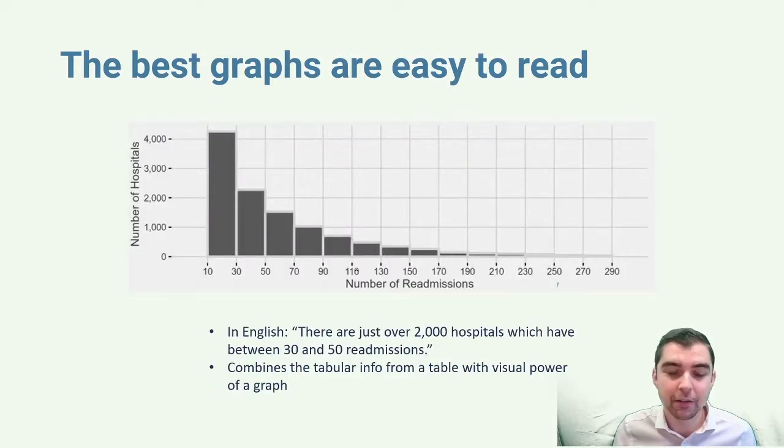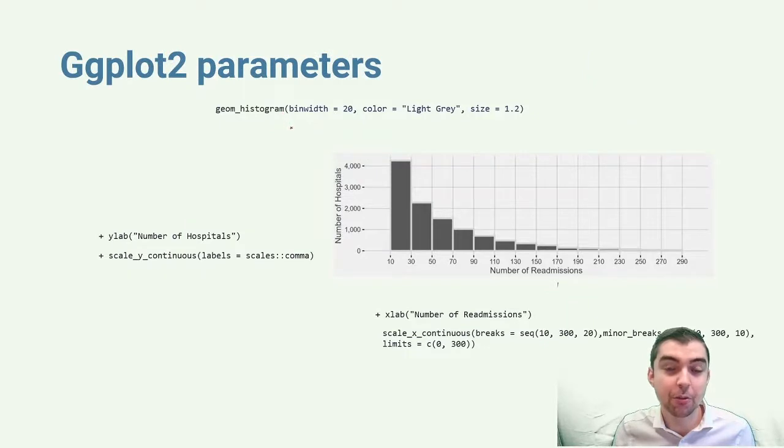Here's a much better equivalent. The y-axis shows you the number of hospitals. In English, you could say there are just over 2,000 hospitals with between 30 and 50 readmissions. This combines the tabular info that you get from a table with the visual power of a graph. In ggplot2, there are some parameters that you'd use to create a graph like this. First, you make the histogram, then you change the axis labels and the formatting of the numeric scales, and you do the same for the x-axis.